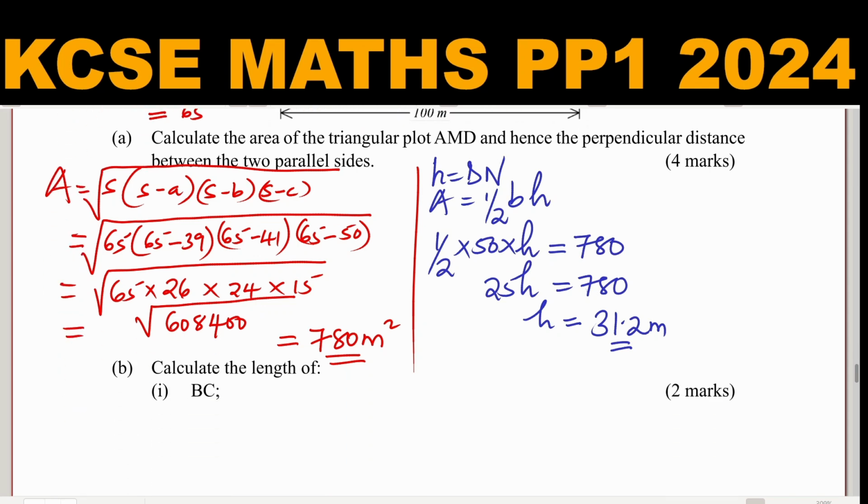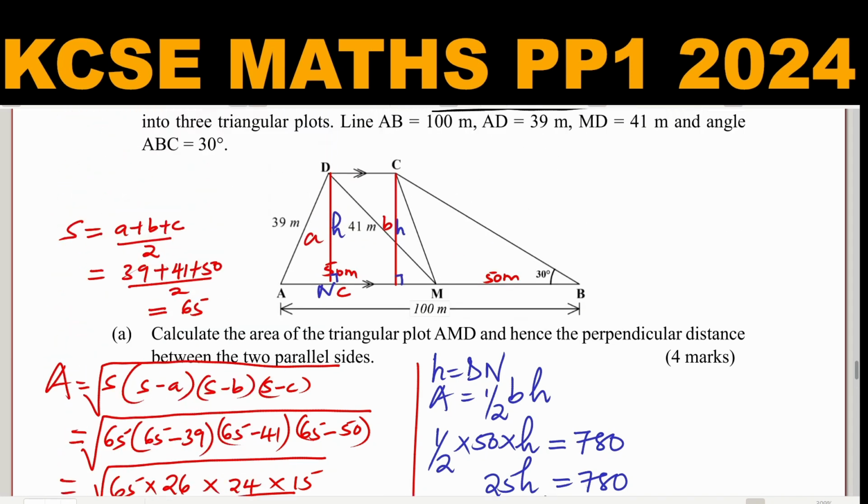Part B, calculate the length of BC. Now to get the length of BC, I'd like you to look at that triangle. I can name this one. There's a height here. I drew the height here, and maybe you can call this point O.